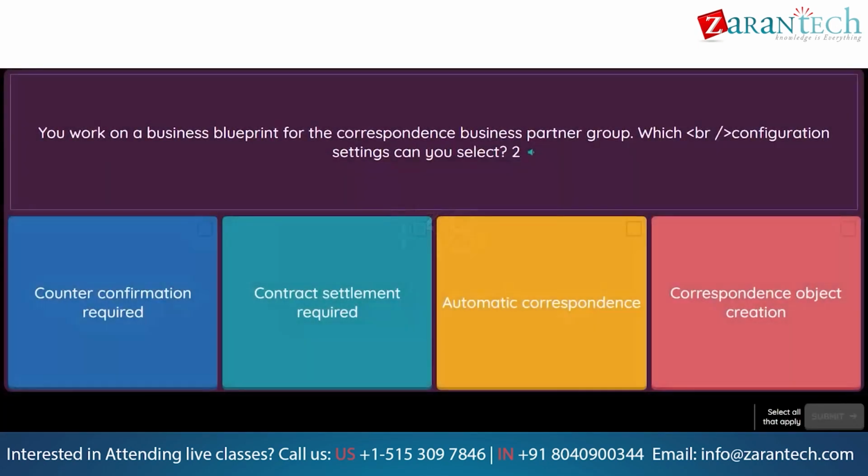Question: you work on a business blueprint for the correspondence business partner group. Which configuration settings can you select? Option 1, counter confirmation required. Option 2, contract settlement required. Option 3, automatic correspondence. Option 4, correspondence object creation.